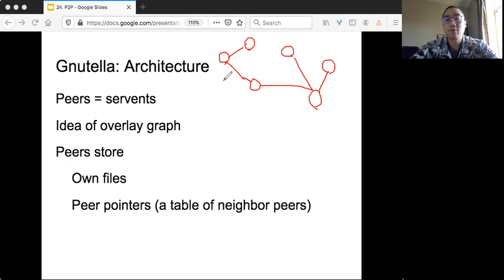Okay, so for the peers, what you store is your own local music files. And then you also need to have a pointer. For example, for node number one, it also needs to store the information for node number two and node number three in order to contact them. Once you build this peer pointer, or the table of neighbors, then you are able to draw this kind of overlay graph. And then they use this graph to figure out where the content is.